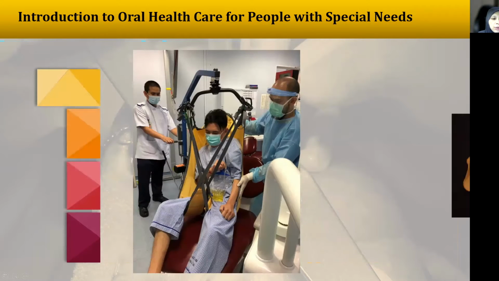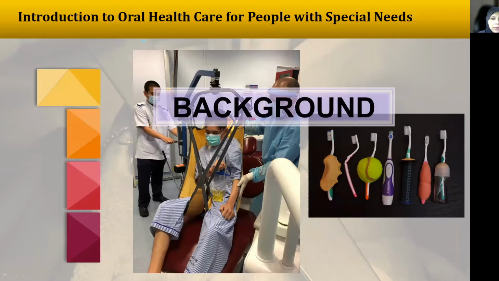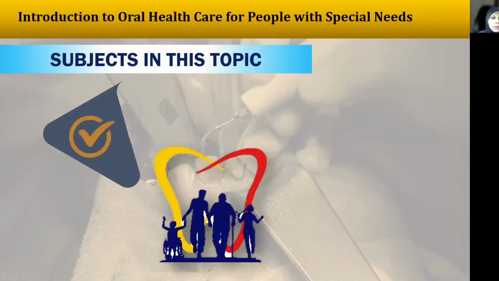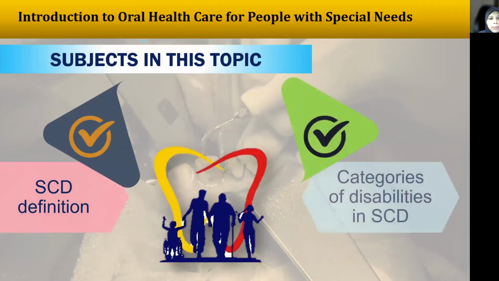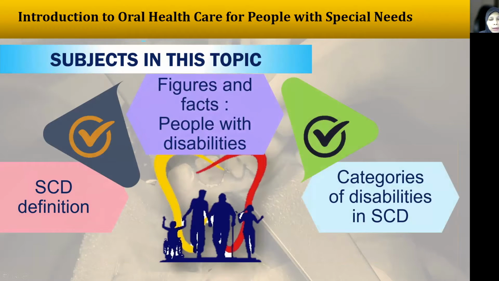The first topic is about the background of special care dentistry. First, I will be talking about the statistics on the prevalence of people with disabilities globally, as well as in the Southeast Asia region. I'll not be talking about it in detail, but I'll just give you general information about the prevalence of people with disabilities. And then I'll be talking about the special care dentistry definitions and the categories of disabilities in special care dentistry.